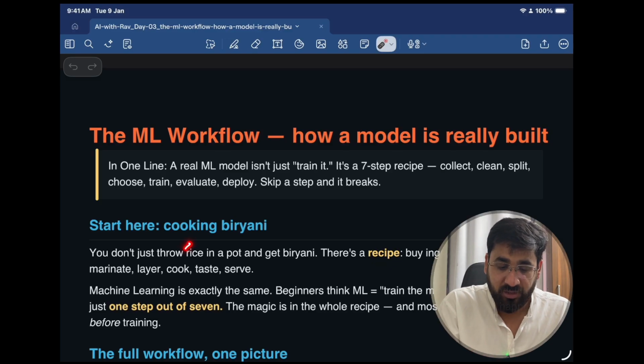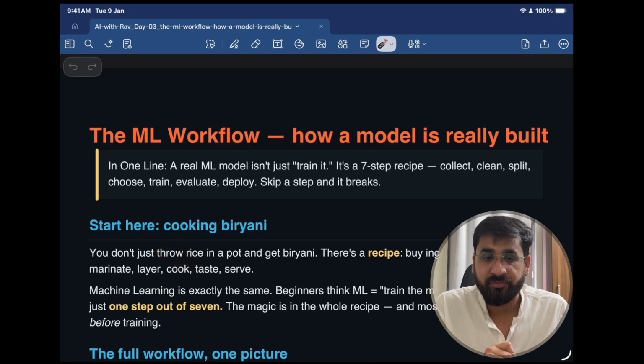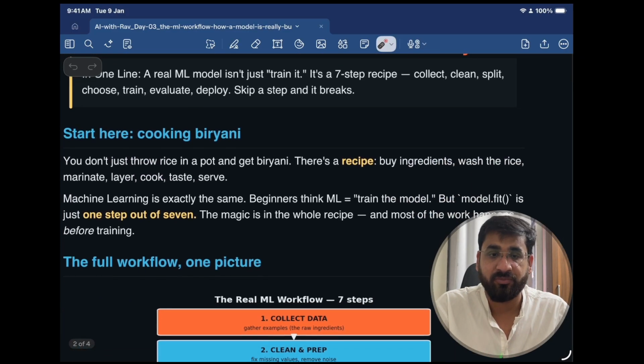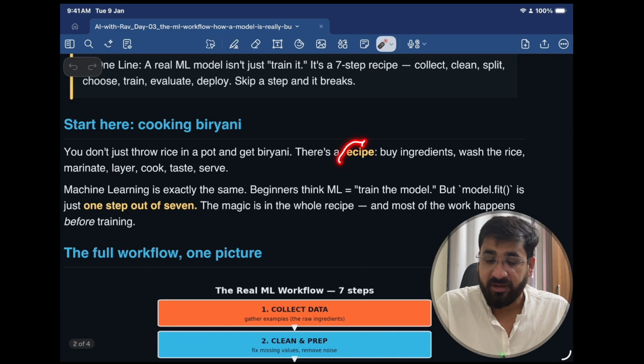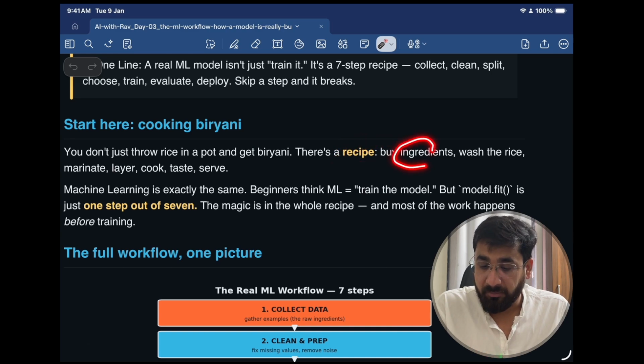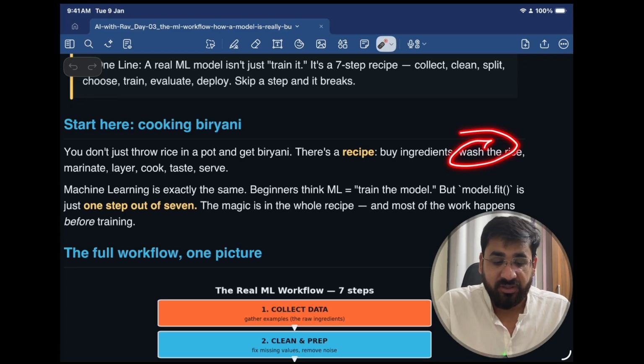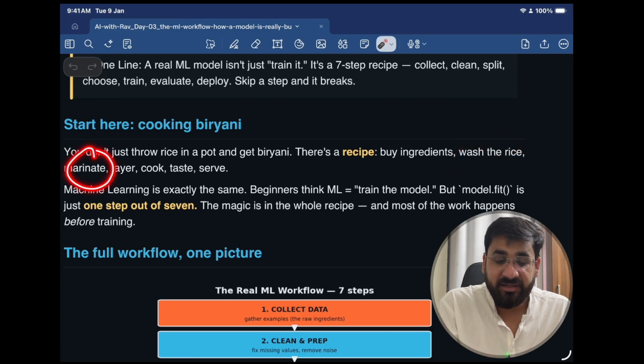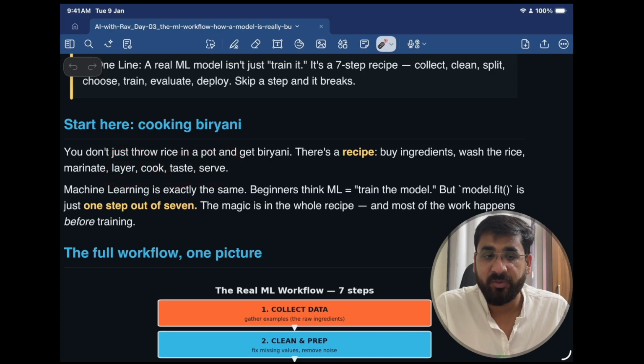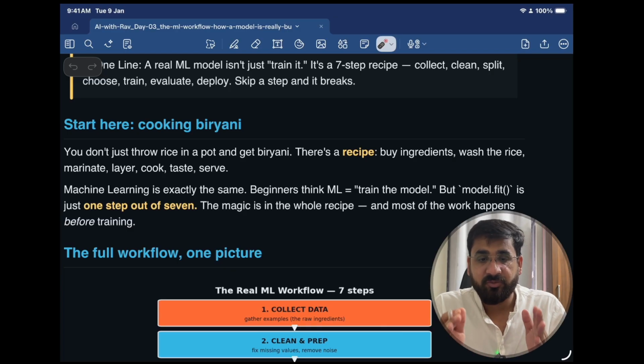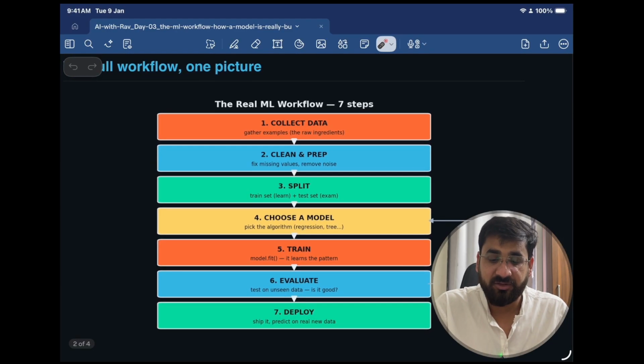So what you will do, you will first find the ingredients, right? You will buy the recipe, right? After that you will wash the rice, marinate it, then make it in different layers, then cook, then taste, and then serve and get the feedback. If you understand this process, this is what actually the machine learning flow is. You can see this picture right now.